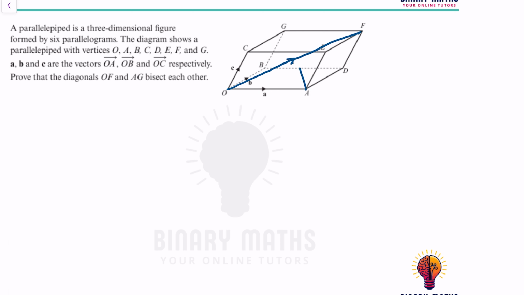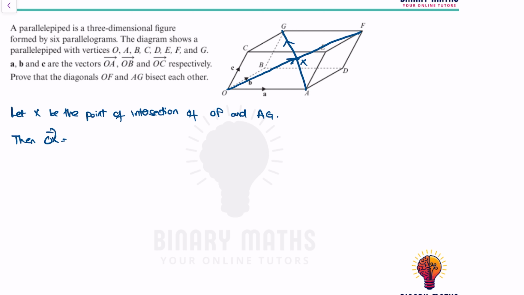Oops, let's draw that properly. So let's call the point of intersection X. It's very similar to the previous proof. Let X be the point of intersection of OF and AG. Then remember, two different ways from O to X. Then O to X is equal to lambda times O to F, as X lies on OF. So I need to work out O to F.